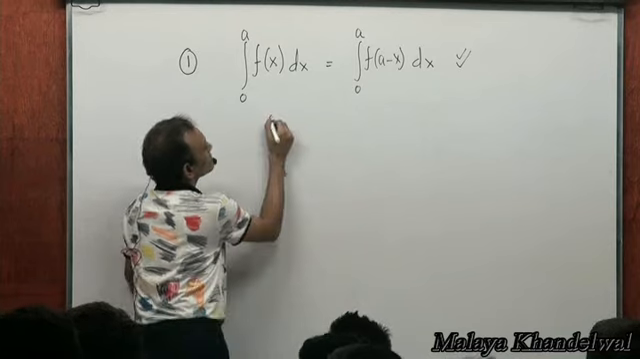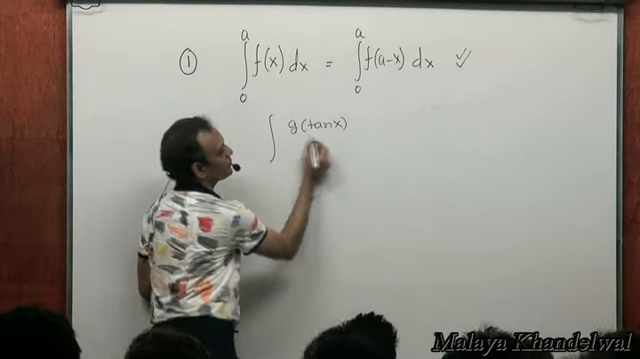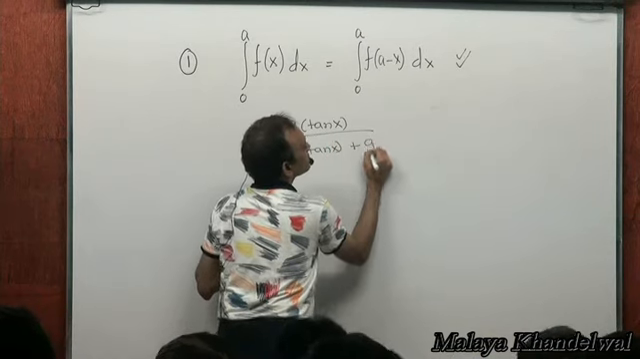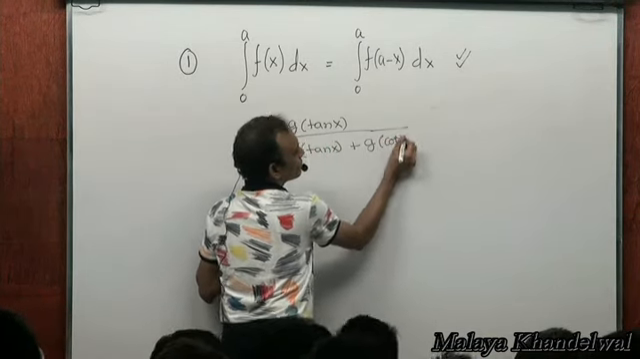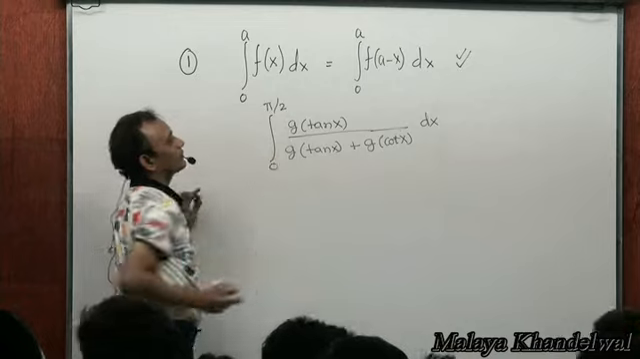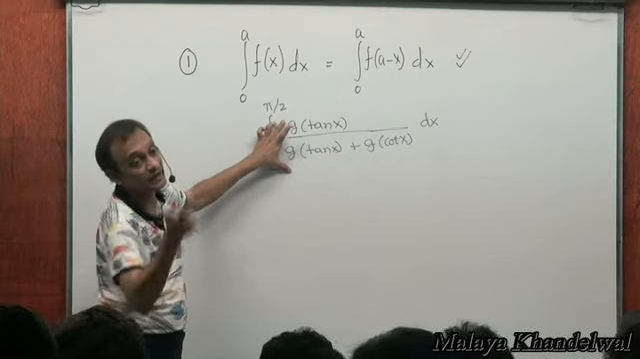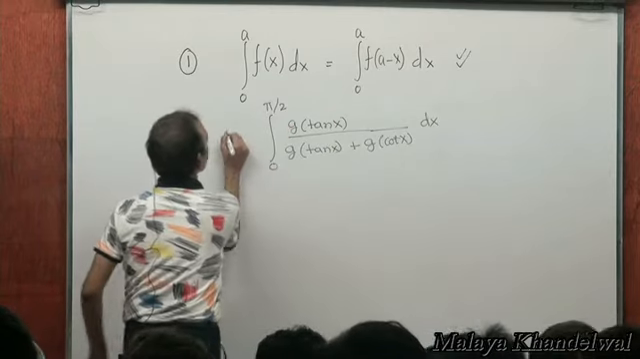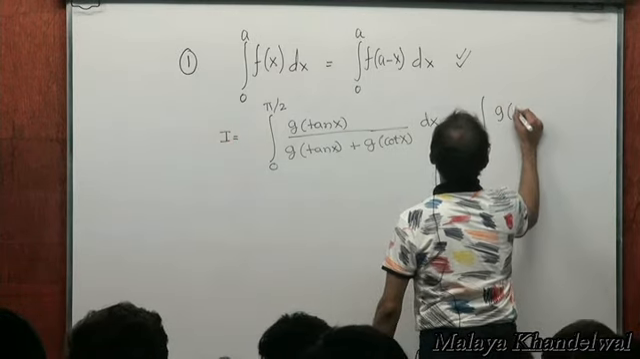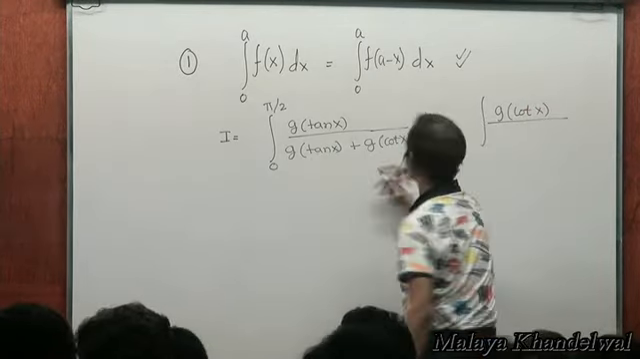Say if I have, in a very general sense, some function g(tan x), a function of tan x, divided by g(tan x) plus g(cot x) dx from 0 to pi by 2. 0 to a f(x) dx, I can replace x by 90 minus x here, right? So in this integral I, replacing x by 90 minus x, this is g(cot x). Replacing x by 90 minus x, this will be g(tan x) plus g(cot x).